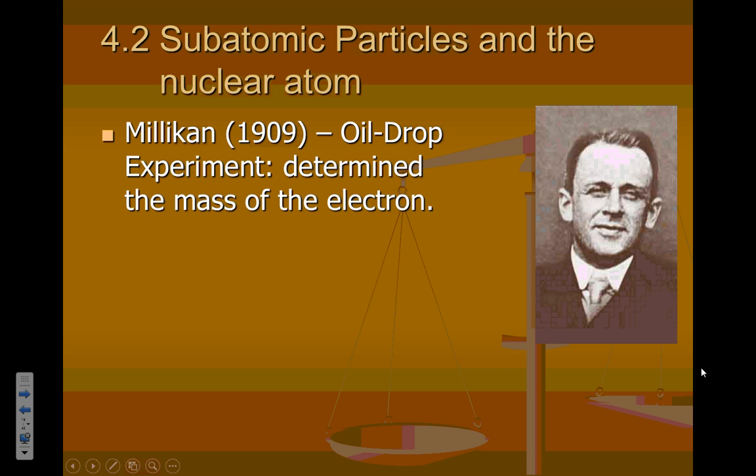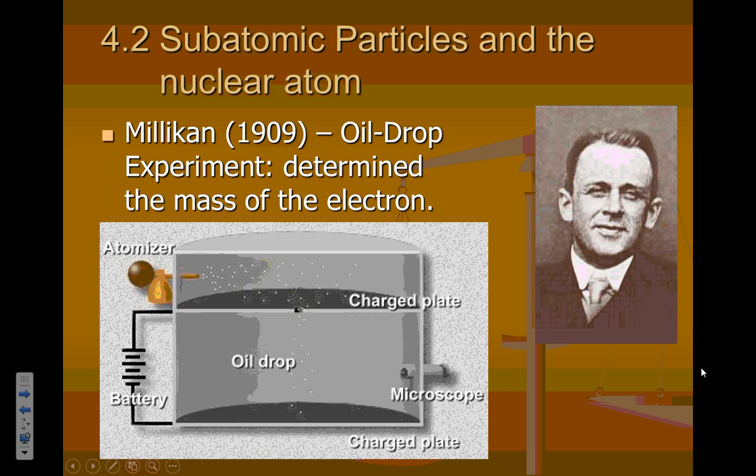What you use is indirect evidence to try and figure out what the mass is. So in the oil drop experiments, he actually determined what the mass of an electron was. And it was a really simple apparatus. So you took a oil and you put it in a atomizer over here on the far left. And that's basically like the old perfume sprayers.